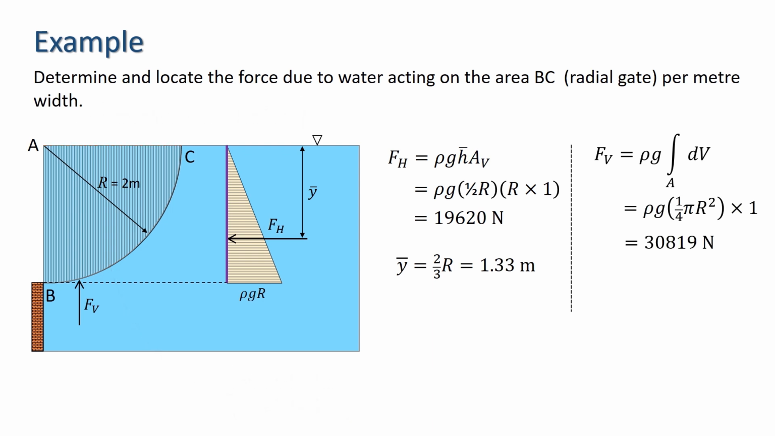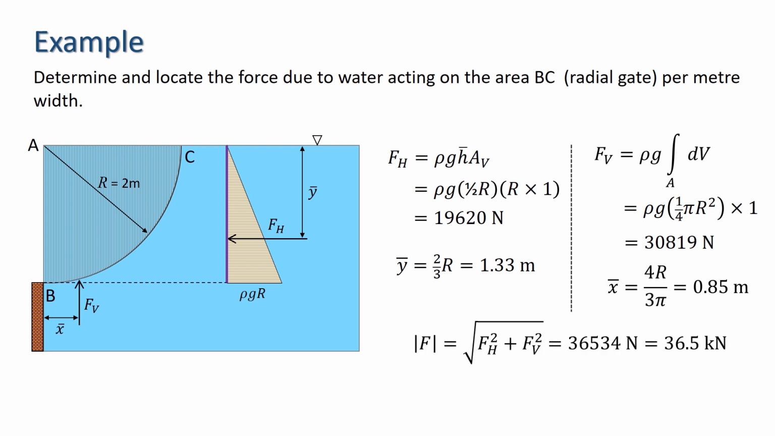To find the line of action of the vertical component of thrust, we need the centre of gravity of a quarter circle, which is 4r over 3π, giving us 0.85 metres. Finally, we calculate the magnitude of the total thrust on the gate, which is 36,534 newtons, or 36.5 kilonewtons, and the angle to the horizontal, which is 57 degrees and 31 minutes.